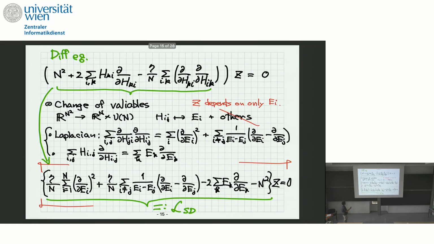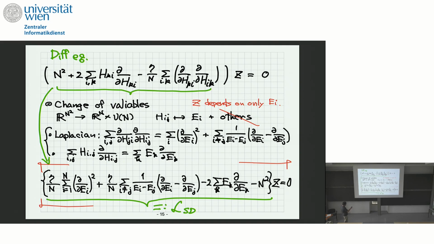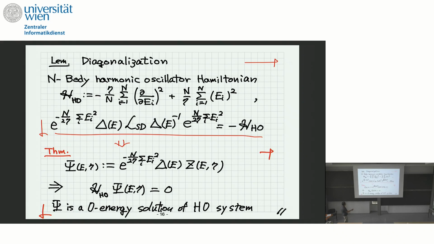Then we consider the diagonalization of this differential operator. It is easy to get by direct calculation. This operator is diagonalized by this Hamiltonian, and the Hamiltonian is given by the n-body harmonic oscillator. So this is some kind of gauge transformation. We introduce some transformation by this guy. Then psi satisfies the differential equation. This is the proof.